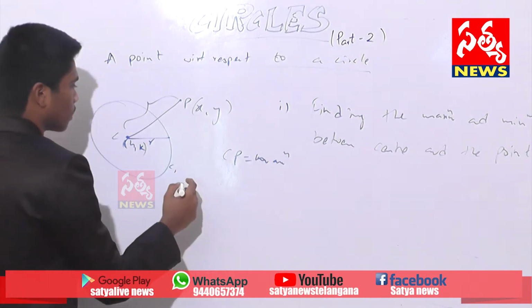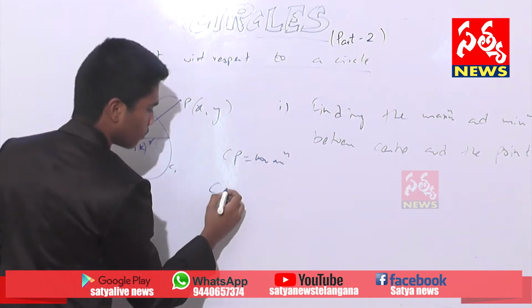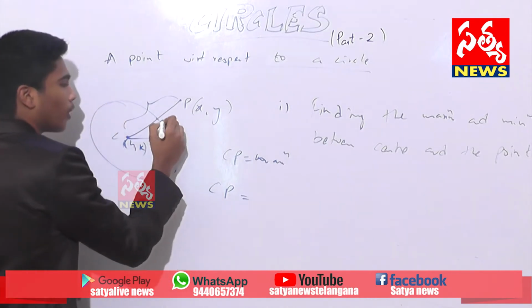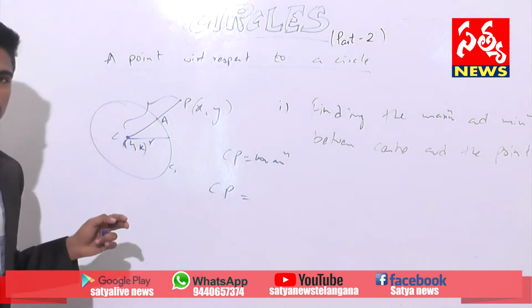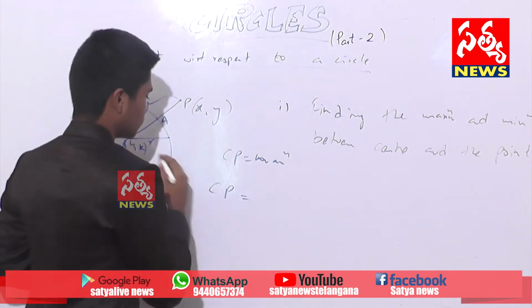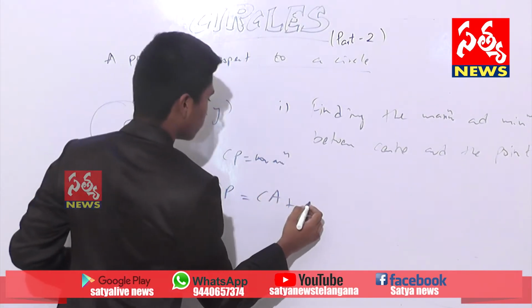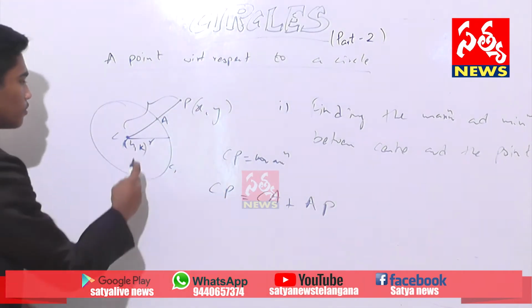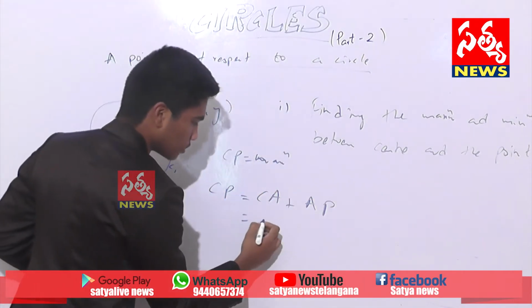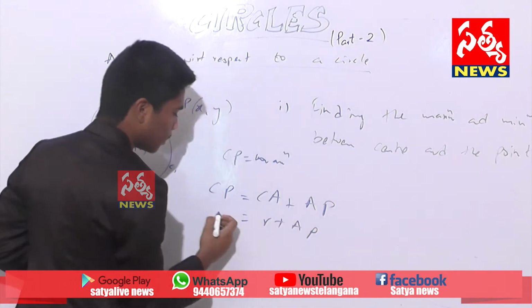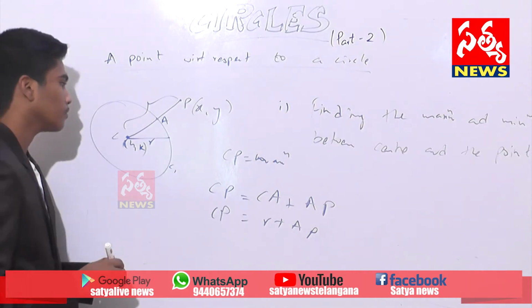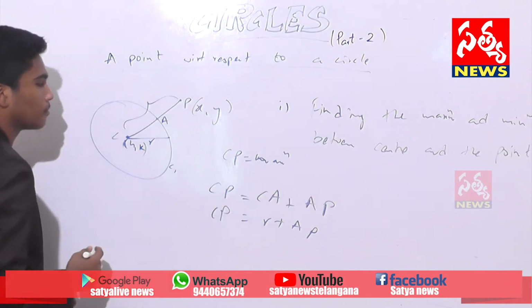Now, first of all, let us assume a point A here which is on the circle. CP can be written as CA plus AP, right? CA plus AP, where CA is the radius. R plus AP is equals to CP. Okay? Right?